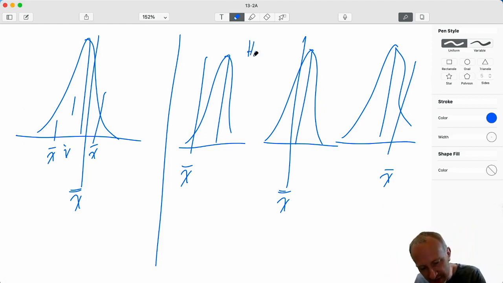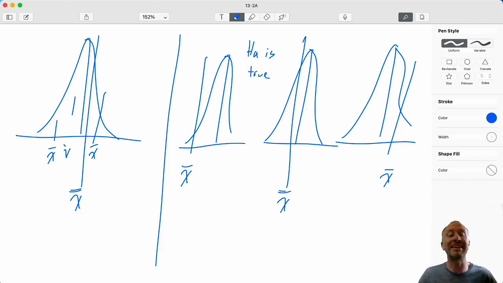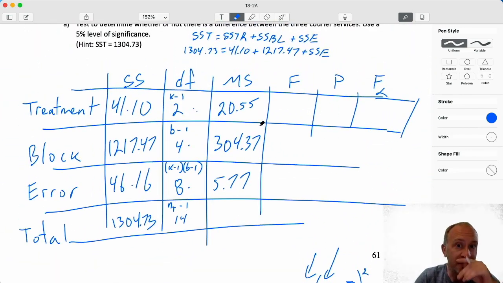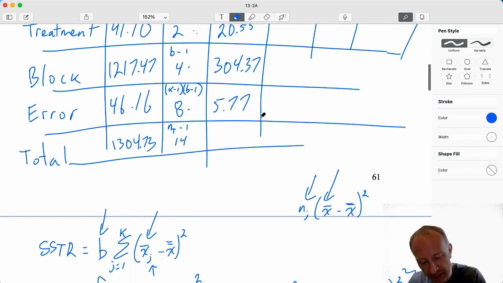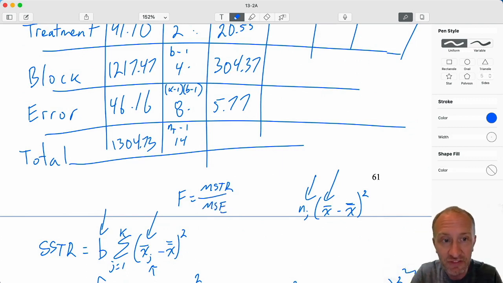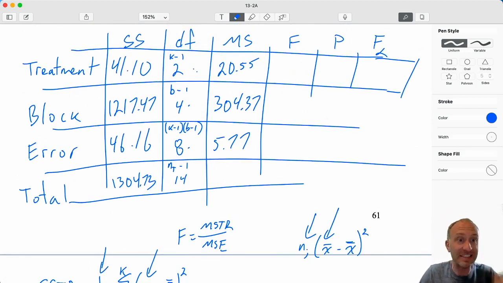Just to refresh your memory: if HA is true, remember we say the mean squared treatment is an inflated estimate of population sigma. It's inflated because the sample means are far apart. Well, the same methodology is what we're using here, except we're taking out that one piece of variation, the mean square block. So our test statistic is still MSTR over MSE. This is still an upper tail F-test. Is MSTR statistically significantly greater than MSE?